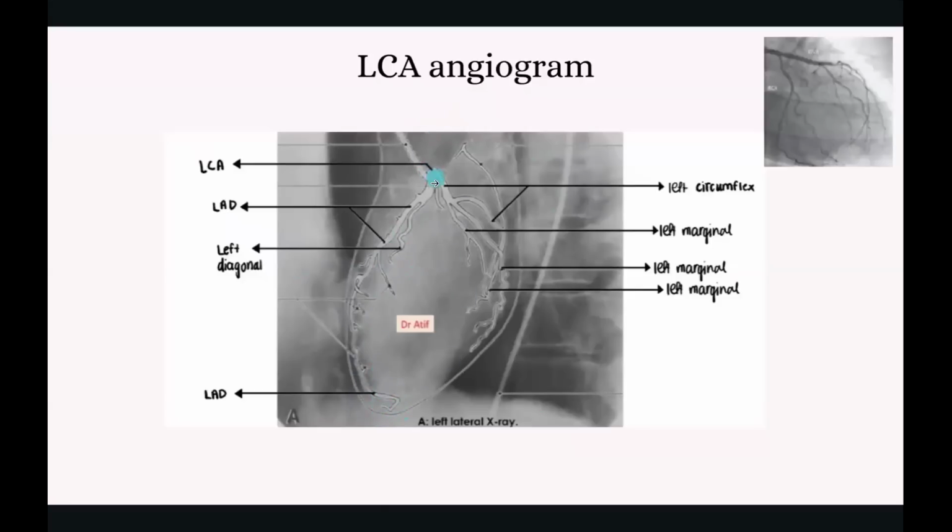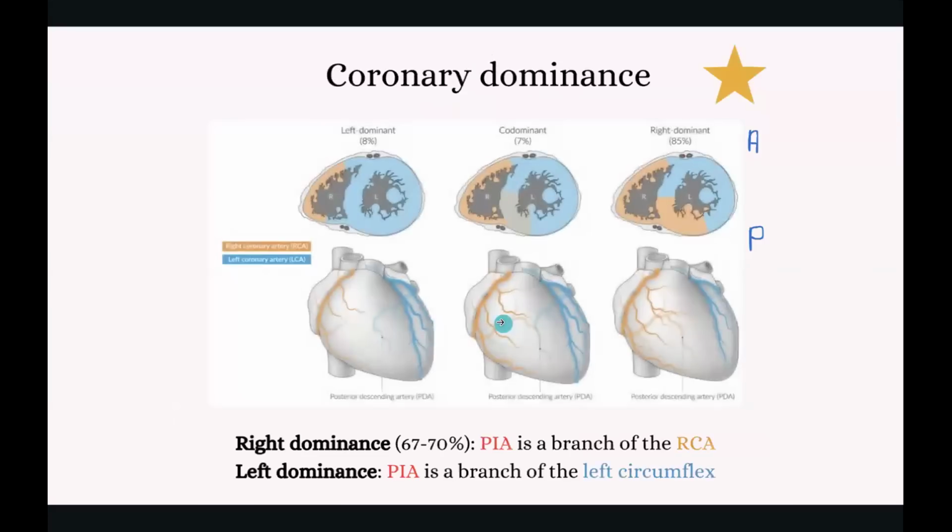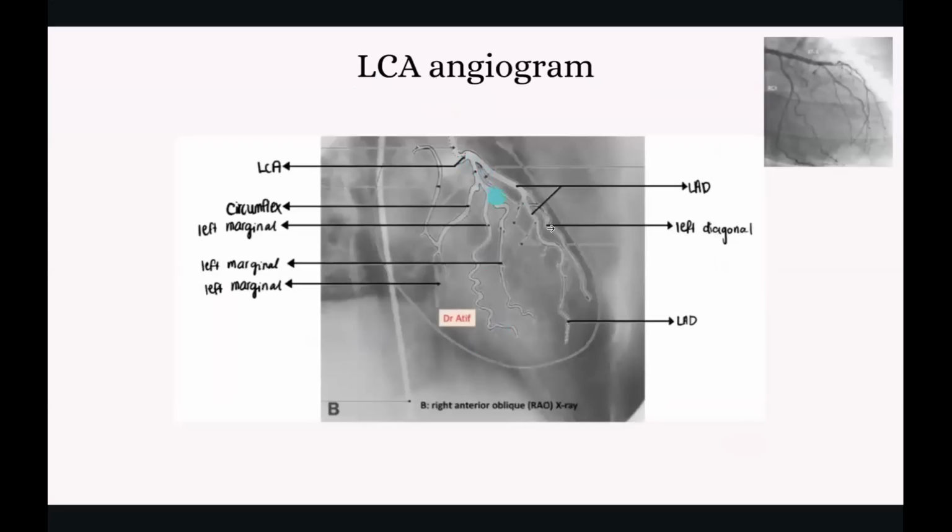And then the left circumflex is going to come off of here and course a little bit anteriorly and then go to the back posteriorly, and it's going to give off its left marginal branches. Again, this is another view. The left anterior descending goes anteriorly, giving off the left diagonal branches, and the circumflex goes to the back, giving off the left marginal branches.